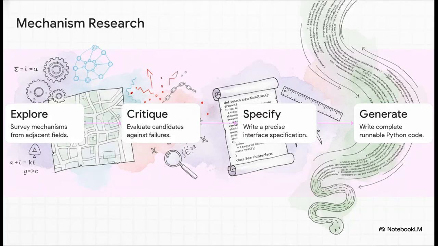Breaking down this autonomous pipeline, we see 4 very strict phases: explore, critique, specify, and generate. First, the LLM explores adjacent fields. Think combinatorial optimization or multi-armed bandits. Then, it critiques candidates against the specific failure modes it observed in the trace. After that, it defines a strict class interface, and finally, outputs completely runnable Python code. It is quite literally writing a brand new search algorithm for itself on the fly.